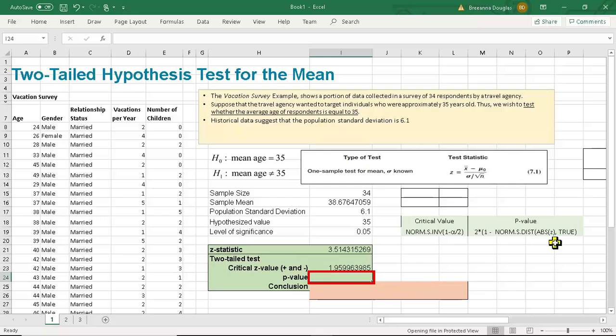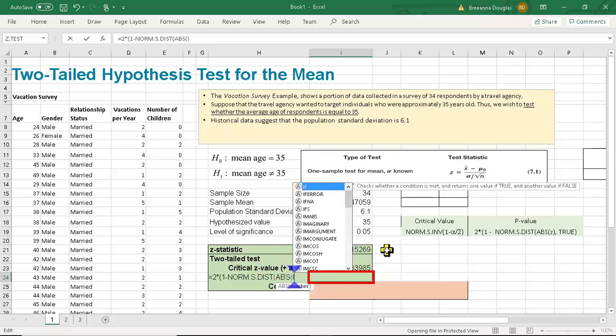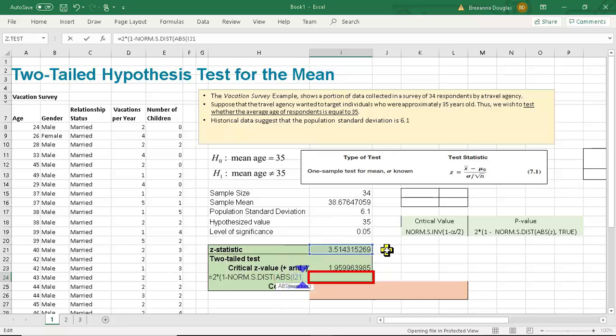Since this is a two-tailed test, our p-value will be 2 times 1 minus norm.s.dist. We'll enter the absolute value of the z-test statistic and true.